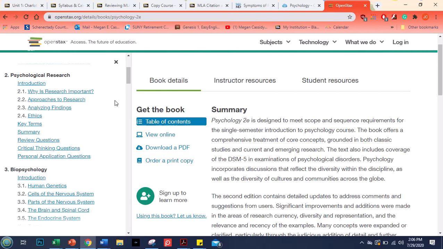Okay. Looking at this, I know that this chapter is going to be about psychological research, why it's important, how people do it, and how they analyze their findings, and then this thing about ethics, right? How does ethics play a role in psychological research? So let's click.